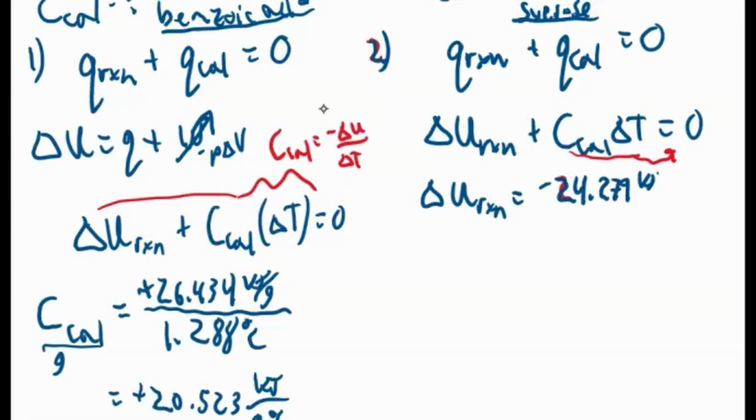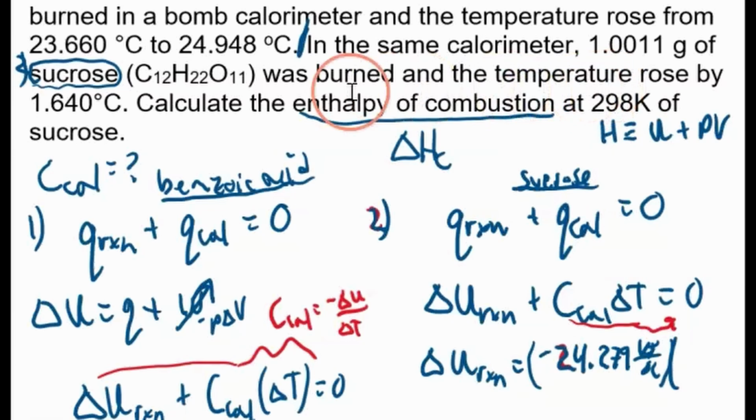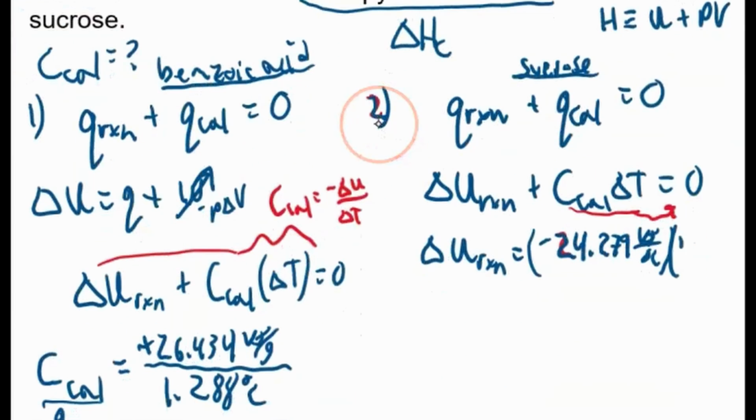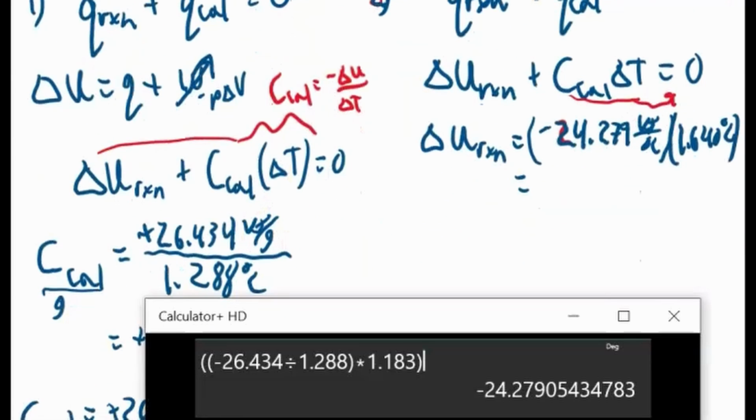279 kilojoules per degree Celsius times the change in temperature, which they gave us. It rose by this value, so this is the change in temperature, 1.640 degrees Celsius. Okay, so we'll plug it in.